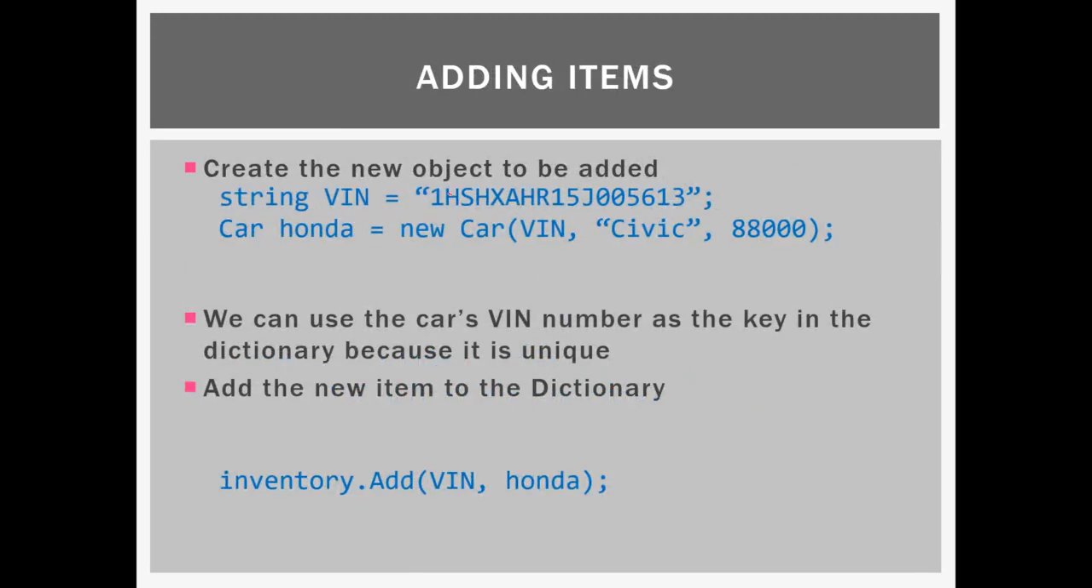In this example, I'm using a string that represents the vehicle identification number. So the vehicle identification number is part of the car object, but when I add the car to the dictionary, here Honda is the entire car object being stored. But when I want to look up a car, I can look it up using that unique key, that VIN value.